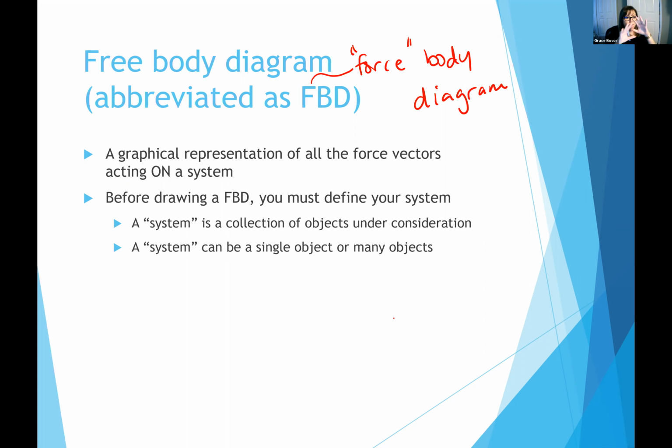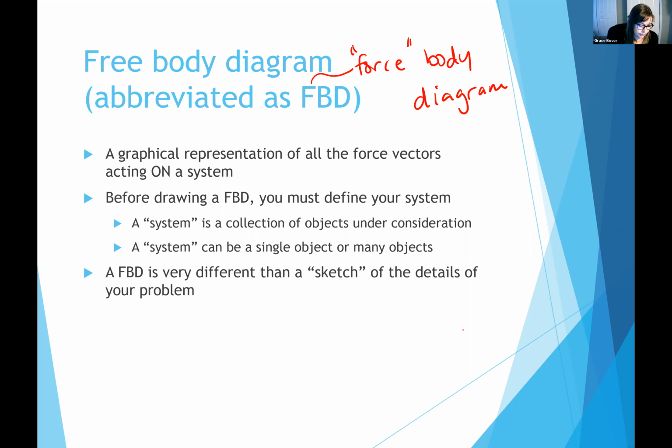But basically, if you can imagine kind of putting a bubble around these objects or this particular object, and that's your system, then anything that's not in that bubble is external to your system. We call it the environment. The environment can act on your system. Your system can interact with the environment. So you just have to define what is in your system, because that's going to dictate which forces appear on your free body diagram.